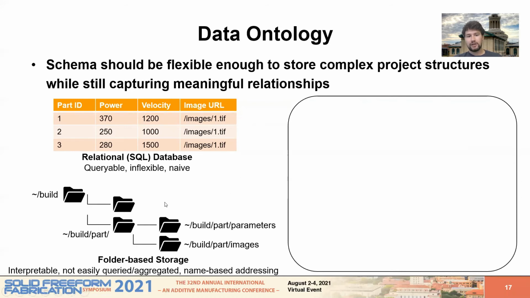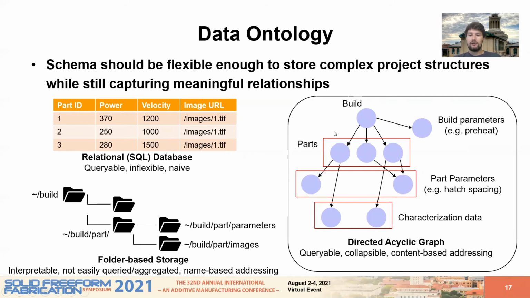So the traditional ways of doing this, SQL database or folder-based storage, they have limitations in terms of their flexibility or their aggregation capabilities. But in Additive OS, how we're storing data is in what's called a directed acyclic graph. So of course, a graph is just nodes connected between what are called edges, and a directed graph shows a direction of these edges. So in our case, parts inherit the properties of the build, and characterization data are coming directly from each of these parts in this case.